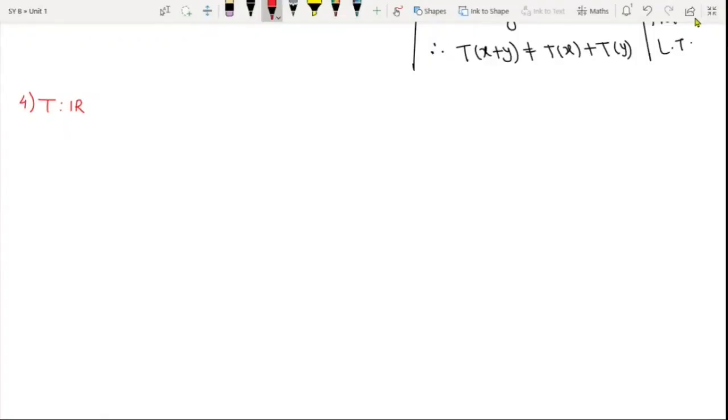So T from R to, I guess R3 actually. So T from R3 to R2, suppose is given as T of (x, y, z) is equal to (x plus y, z). Now we have to check whether this given function is a linear transformation or not. So here we will identify our domain, codomain.